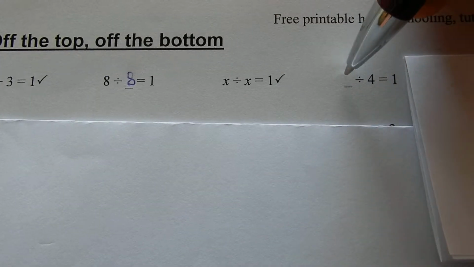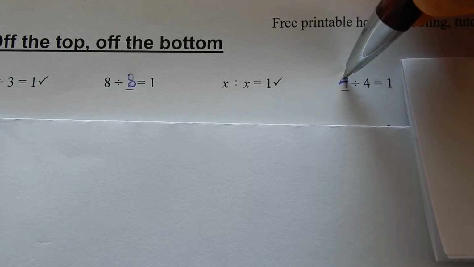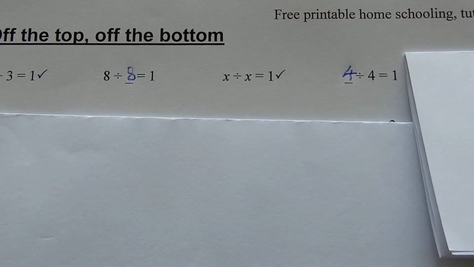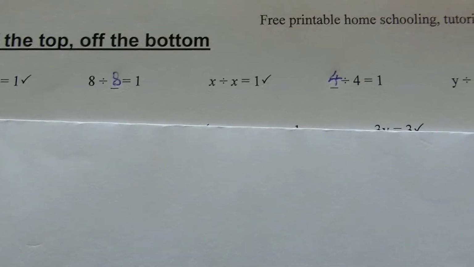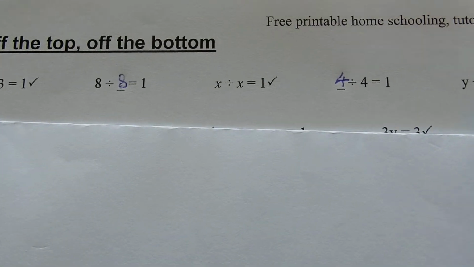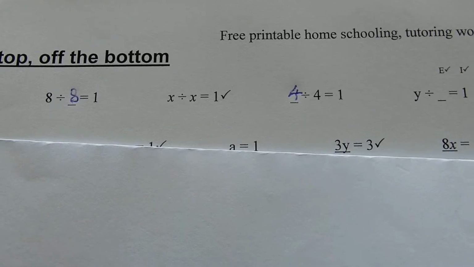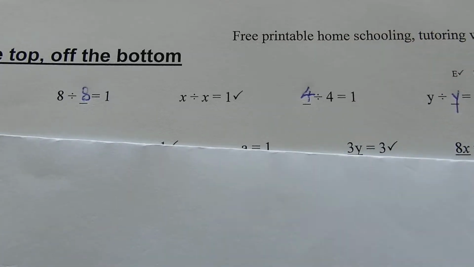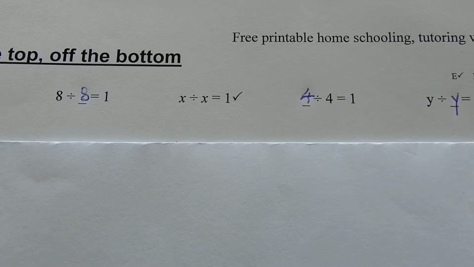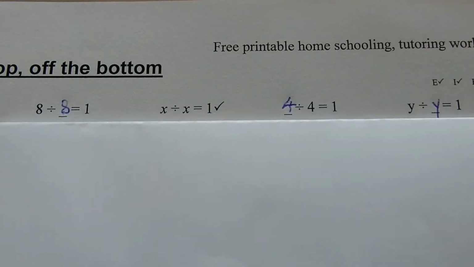That's definitely 4 again. 4 bananas divided between 4 people, writing upside down, equals 1. Good. And y divided by something equals 1. Hold on, can you see that? Y divided by something equals 1. Y divided by y equals 1. Okay, going down to the next line, putting this across, and here we go.